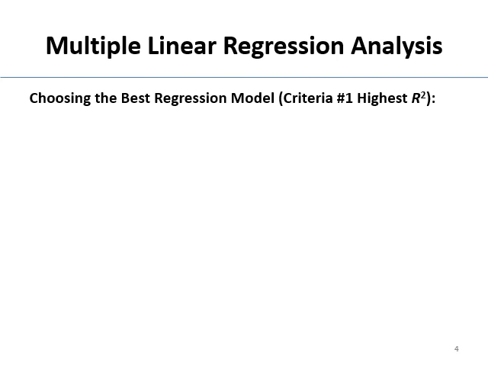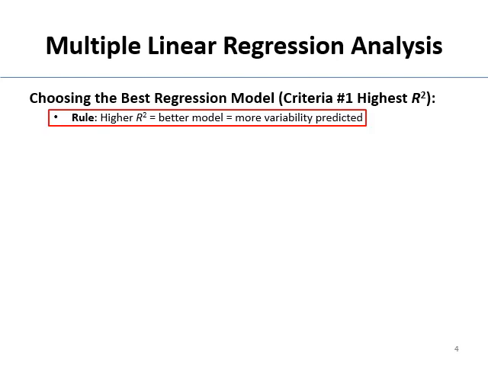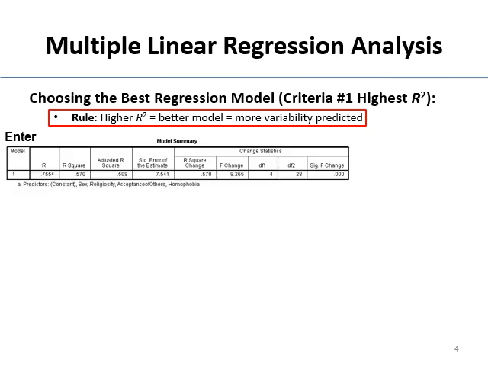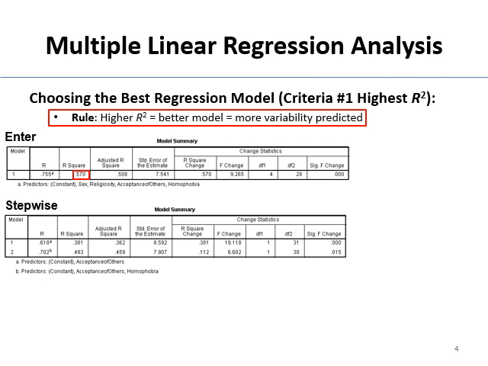And so, criteria one, again, is sort of the most straightforward. Highest R squared, the most variability predicted. That's one way to say this is the best model. So there's your rule: higher R squared, better model, more variability predicted. So there's enter. We predicted 57% of the variability. That's crazy. There's our stepwise. It had two steps, and at the second step, it took out a couple variables. We ended up with just acceptance of others and homophobia, and it predicted 49.3% of the variability.